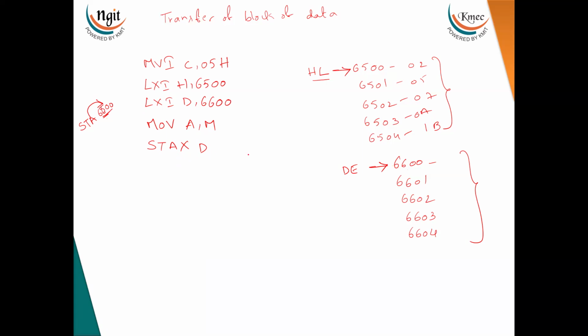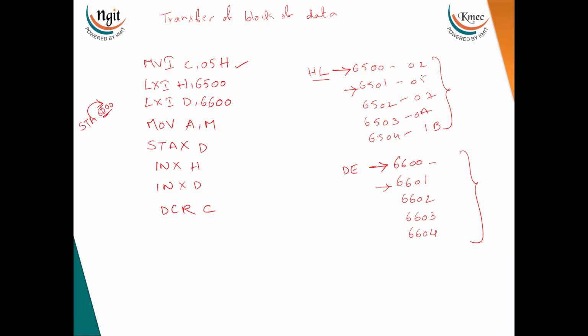After that, the first value is moved. So we have to increment the HL pair and the DE pair. For that, INX H and INX D. Thereby it is pointing to the next location in both places. Now one transfer is done, so we need to decrement the count value: DCR C.